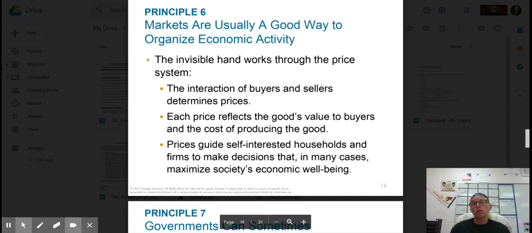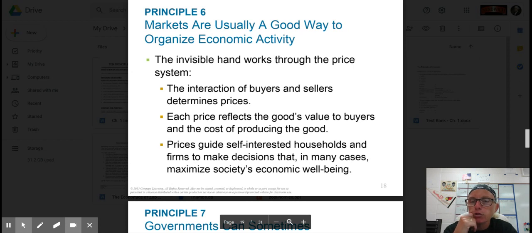Well, when the buyers don't go to the Shell station because it's too expensive, what does the Shell station do? They lower the prices, and it's determined by that. It's determined because they want to have a business. And each price reflects the good's value to buyers and the cost of producing that good. So you've got to find that happy medium, because of course producers want to sell at the highest price they can, but they can't, because we buyers need to make sure it's what we're willing and able to pay. So you've got to find that happy medium, which is what we're going to talk about in Unit 2.